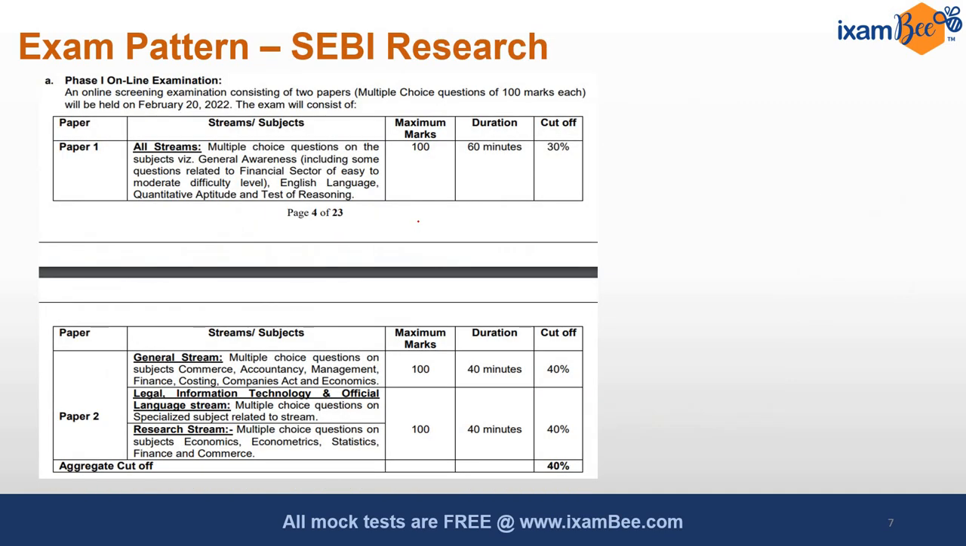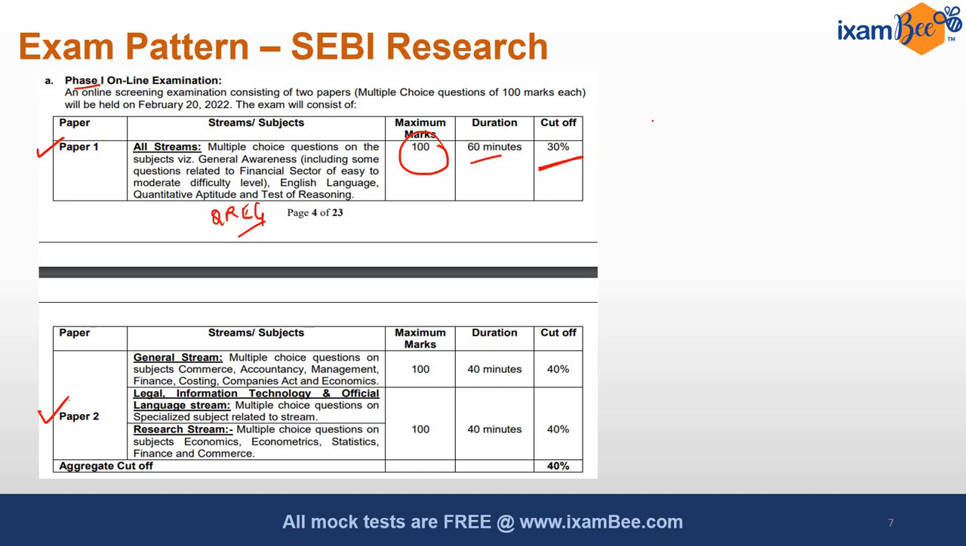Now what is the exam pattern for the SEBI research exam? As you can see here, for SEBI research there are again 2 papers in your phase 1 exam, paper 1 and paper 2. Paper 1 is multiple choice questions on QRE: quant, reasoning, English, as well as GA. You are given 1 hour to write this examination. Maximum marks is 100, and there is a pre-decided cutoff, which is 30% for this particular paper.